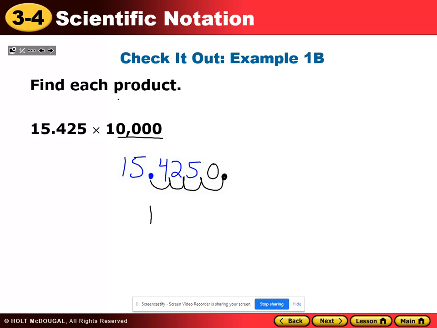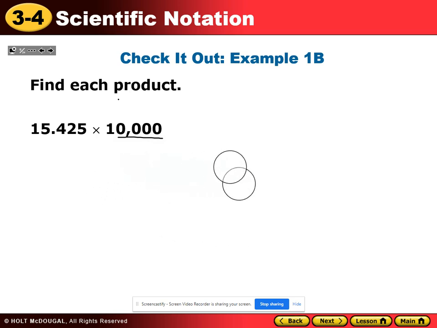Oh, now I can write my number. 1, 5, 4, 2, 5, and a 0. I add my comma to know what number it is. 154,250. Notice there was only one placeholder, even though we moved the number 4 spots, because we always start at the decimal.